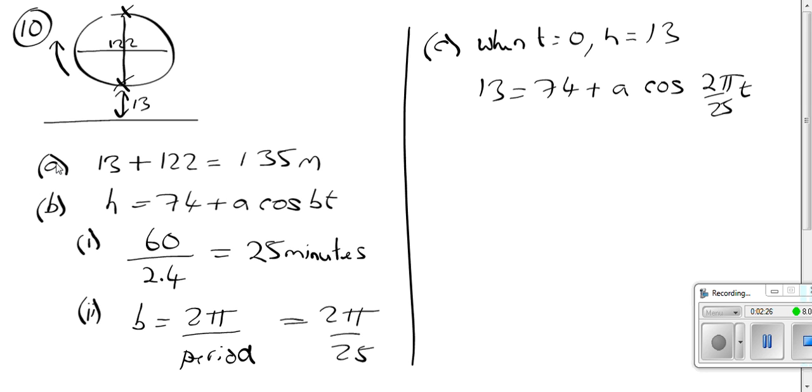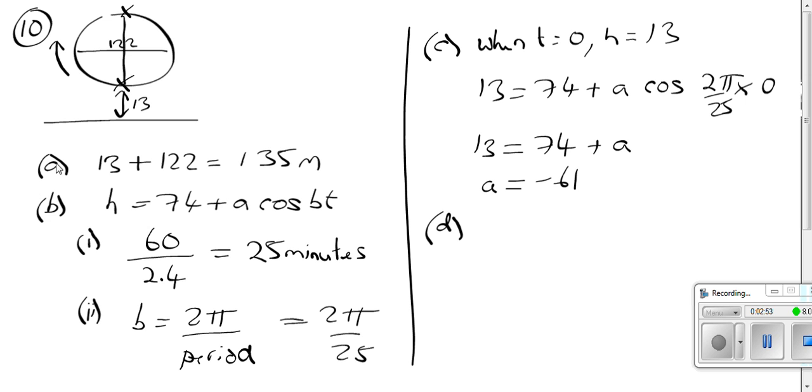Okay, and in fact, we're substituting in when t equals 0 and h is 13, so that's going to be 2 pi over 25 times 0. So we have 13 equals 74 plus a cos of 0, which is 1. So we find that 13 equals 74 plus a. We rearrange, we get that a equals minus 61.